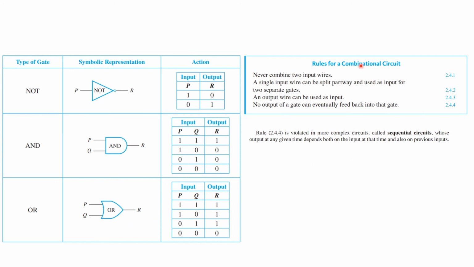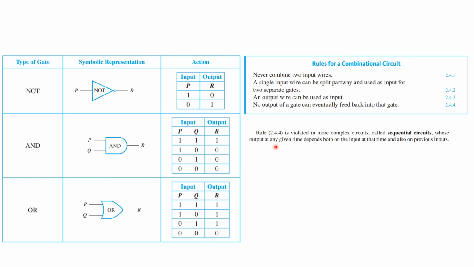There are rules for combining things into a circuit. Never combine 2 input wires. They get combined at the gate. A single input wire can be split part way and used as an input for separate gates. An output wire can be used as an input into another gate, but no output of a gate can eventually feed back into the gate.